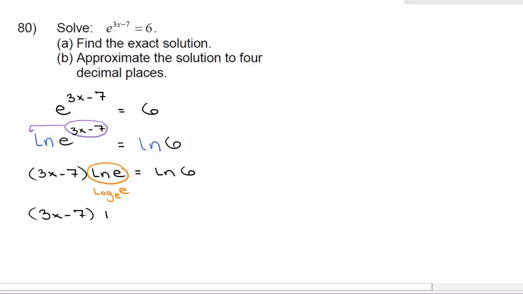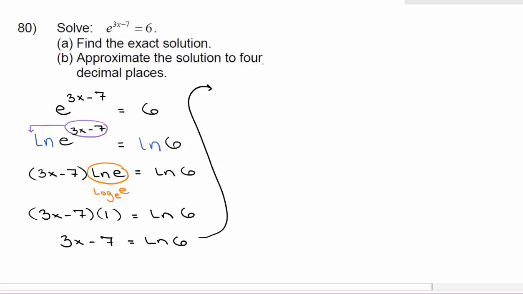Alright, so this just actually means 3x minus 7 times 1 is equal to the natural log of 6. So anything times 1 is just going to stay the same. So I'll just copy down 3x minus 7 equal to the natural log of 6. And now we can solve for x.